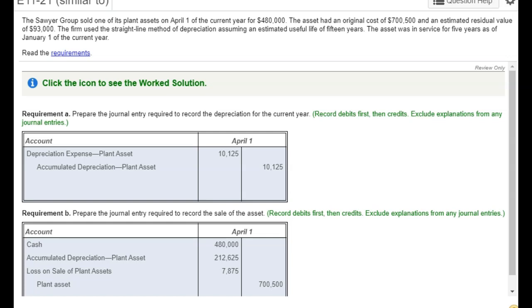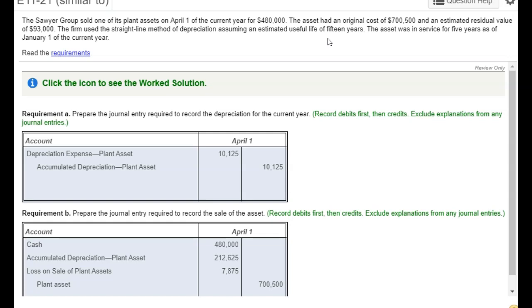So it says the asset was in service for 5 years as of January 1st. So we've used it for 5. We're getting rid of it April 1st. That means we used it January, February, March, 3 months out of the current year. So in order to get our depreciation up to date as of April 1st, we're going to take cost listed here minus residual value, 93,000, and divide that by 15 years. So each year of depreciation is 40,500.